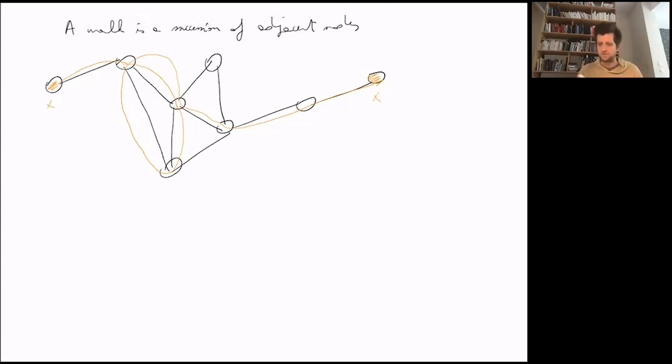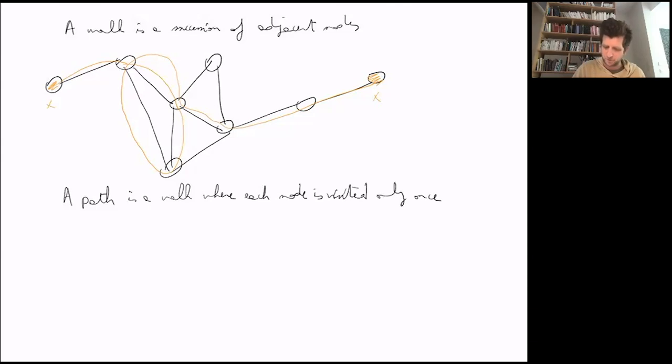Now, the thing is that there are different types of walks, and among the walks, there is a certain type that is very important, and that's a walk called a path. So a path is a walk where each node is visited only once. So for instance, this example here was not a path because I've been going twice through that node here. So if I wanted to find a path that goes from the origin to the destination, I could go from here to here to here to here to here to here to here. That would be a proper path because I never visited any node more than once.